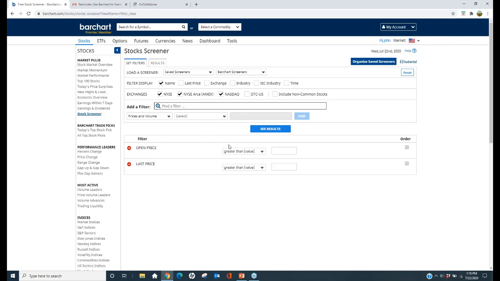Now, if I want to change how this is going to lay out in my screener, notice that open is my first input, my first filter. If I just want to change it, I can drag these three lines down here, and I can move open behind last.